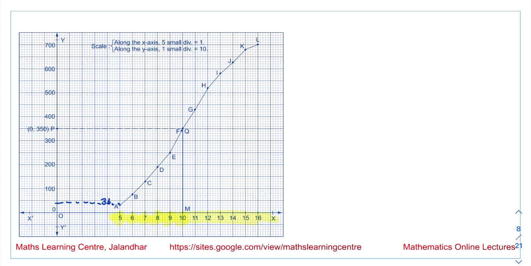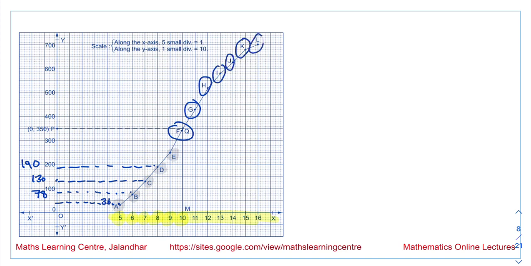Next, for 6 it is 78. For 6 we have marked the point over here, corresponding to the value 78. For 7 we have marked the point over here, with the value 130 on the y-axis. Then for 8 it is the value 190. Similarly we have marked all other points over here: A, B, C, D, E, then F, G, H, I, J, K, L.